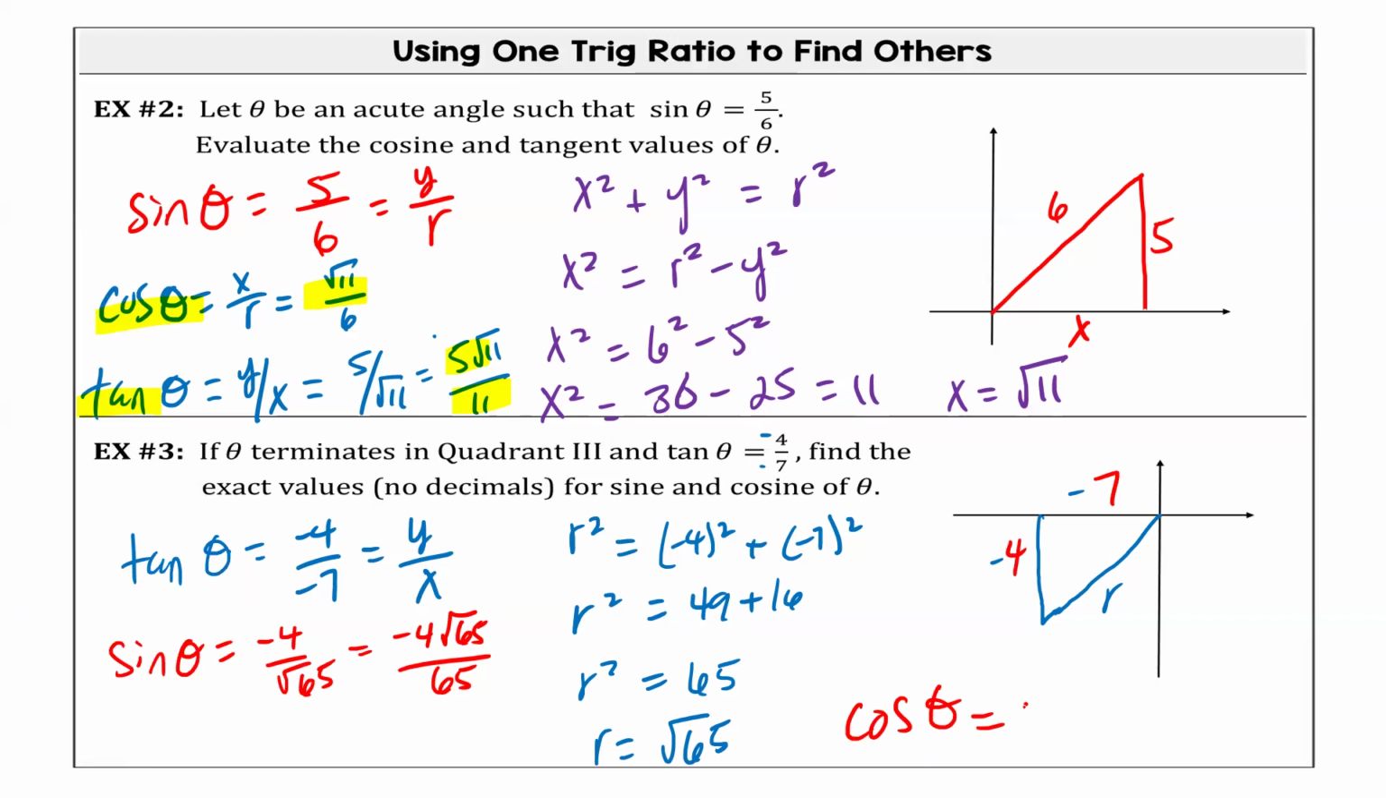All right. So we get -7 over the square root of 65. So negative square root of 65. Oh my gosh, y'all are geniuses. How do we feel?